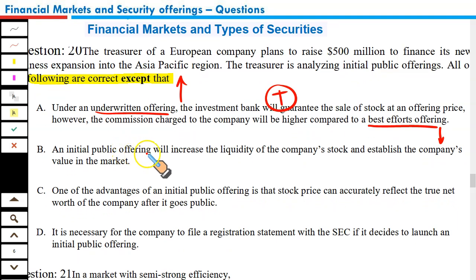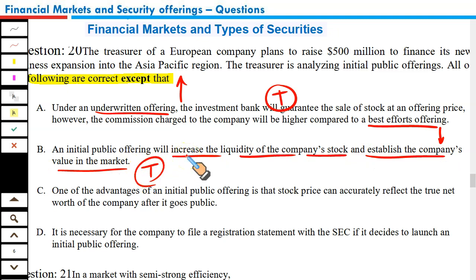An initial public offering will increase the liquidity of the company's stock and establish the company's value in the market. This is true as well. When an IPO is issued, the share price is stabilized in the market, so that would help companies gain liquidity and establish the company valuations. True statement.